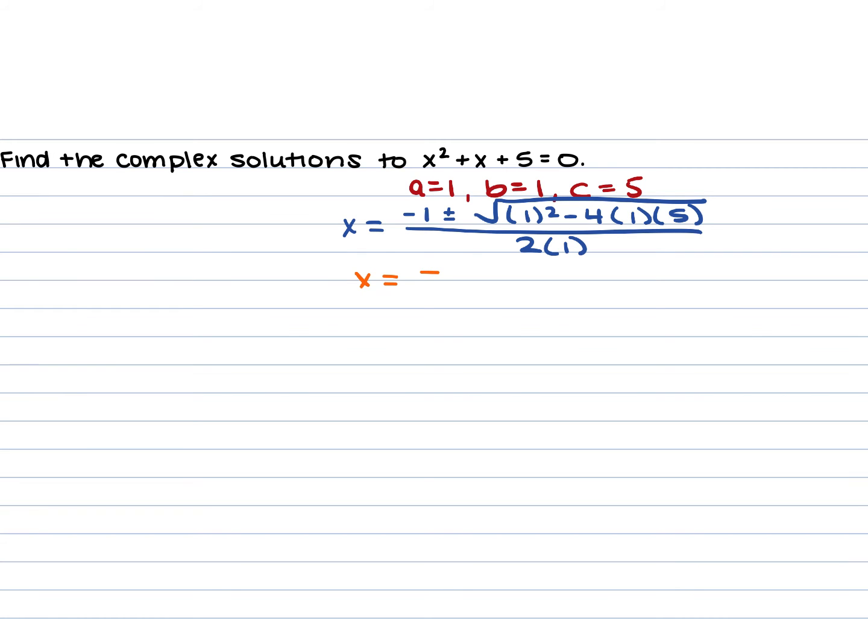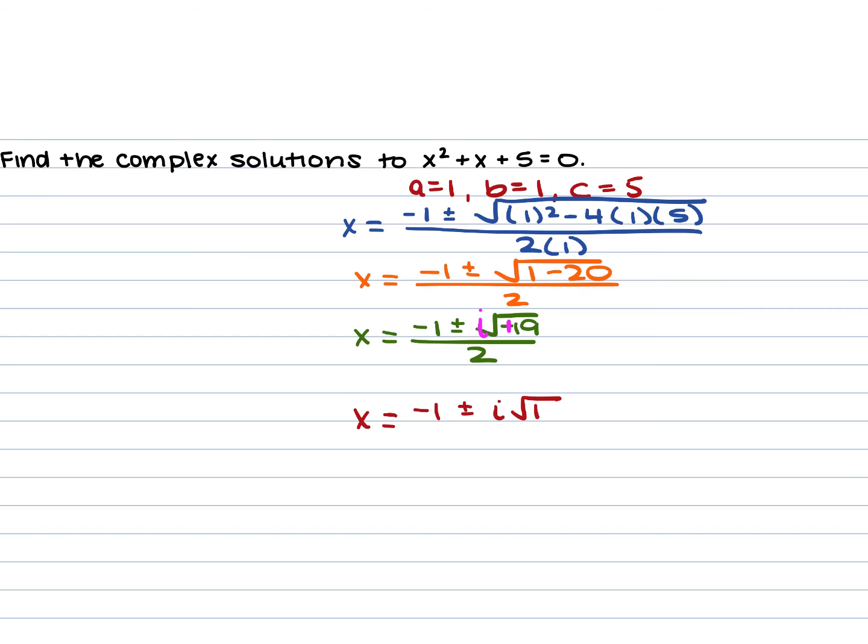This leaves us with negative 1 plus or minus the square root of 1 minus 20 all over 2. 1 minus 20 is negative 19, so x is equal to negative 1 plus or minus the square root of negative 19 all over 2. This has to simplify. You have to pull that negative out and represent it with an i. So we get x is equal to negative 1 plus or minus i square root 19 all over 2 for our answer.